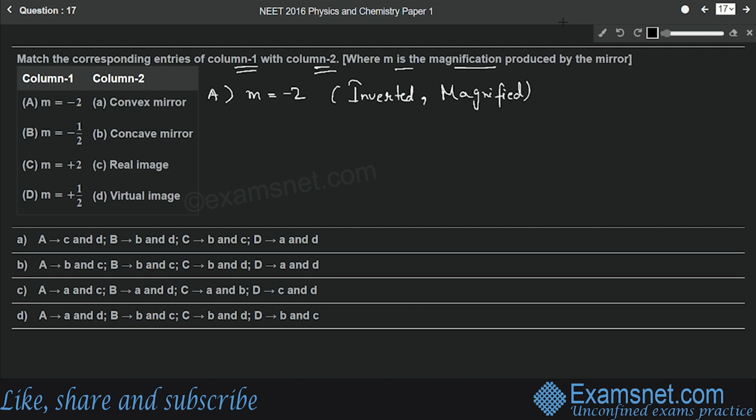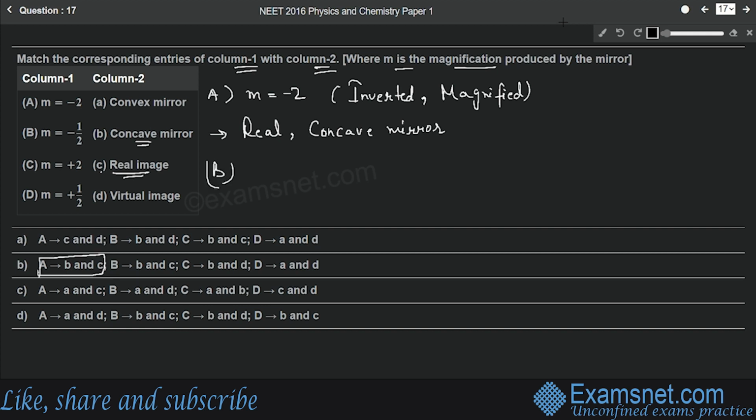Now this shows that the image will be real, because inverted images are always real. Okay, and it is possible only in case of concave mirror. So real image and concave mirror. So it will be matched with B and C both. Okay. In option number B, A is matched with B and C. Right. Now we come to the second one.